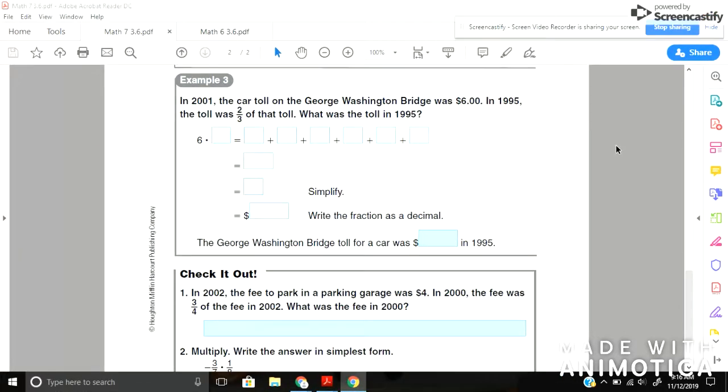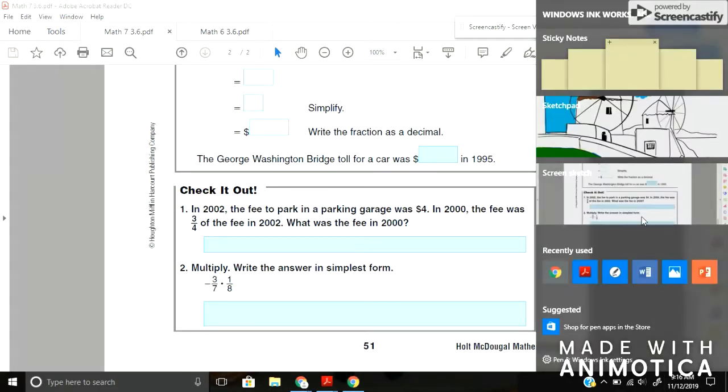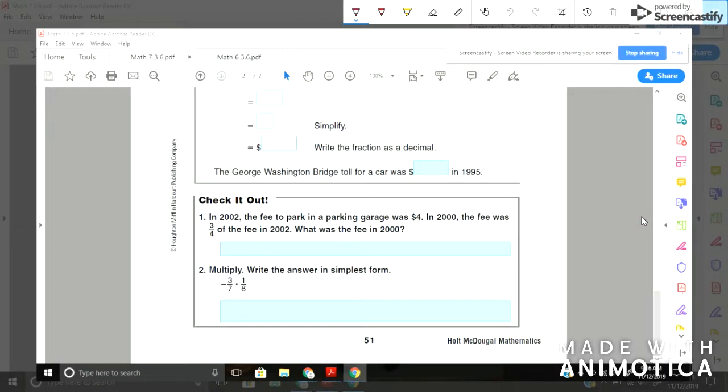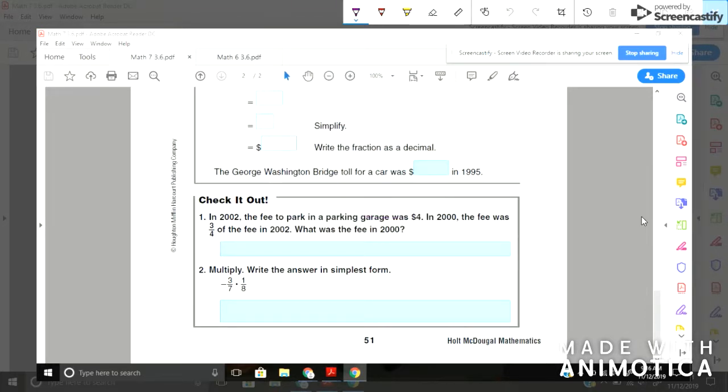All right, we're going to end today with the 2 Check It Out problems. So if you would, please pause the video, show your work, and try 1 and 2. Okay, hopefully you had a chance to do that. Let's review. It says in 2002, the fee to park in a parking garage was $4. In 2000, the fee was 3/4 of the fee in 2002. What was the fee in 2000?